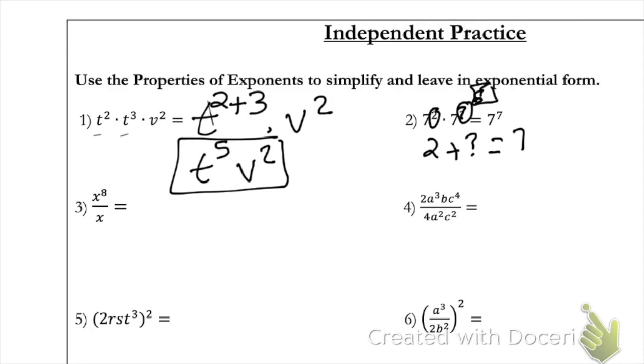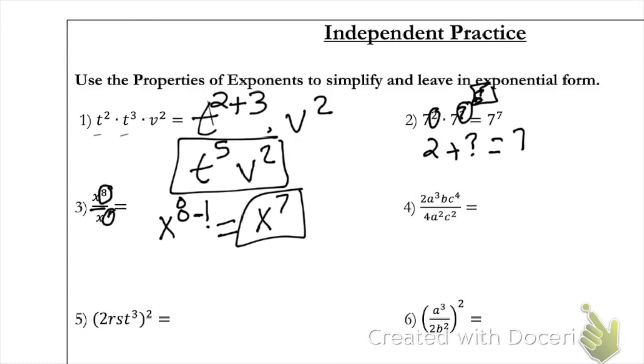Number 3. Number 3 here, this is your quotient property. So you have x to the 8th over x. And when we just have an exponent, that really means it's raised to the 1st power, like that. So anytime you are dividing exponents with the same base, really what you end up doing is subtracting the exponents. So this really is x to the 8 minus 1, which is x to the 7th power.